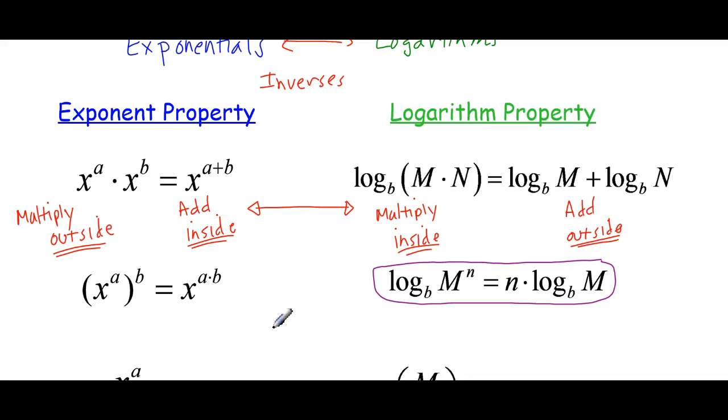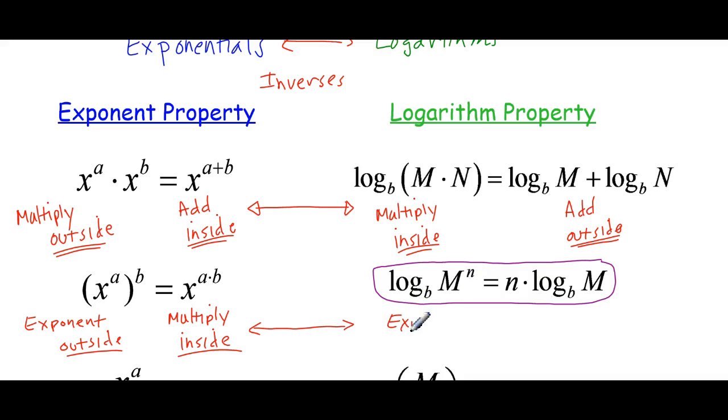And again, let's do the comparison of what's opposite to what. Over here, you're doing an exponent outside of the other exponent. And that's producing multiplication inside the exponent. Well, we get the exact opposite over here. Here, the exponent is inside the logarithm. And the multiplying by the exponent is outside the logarithm.